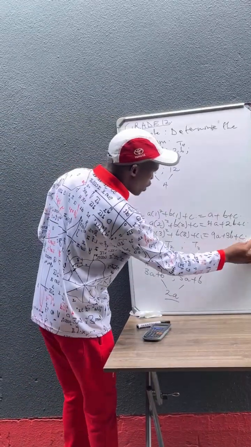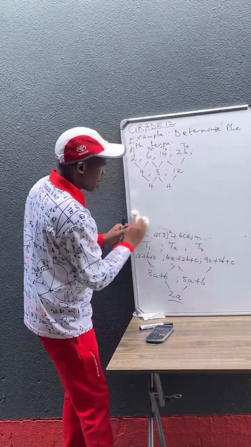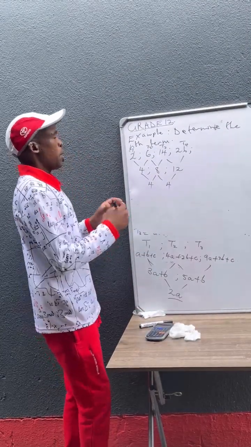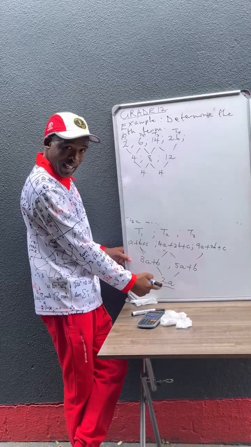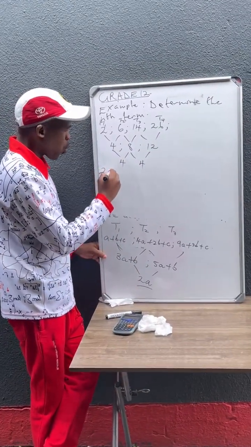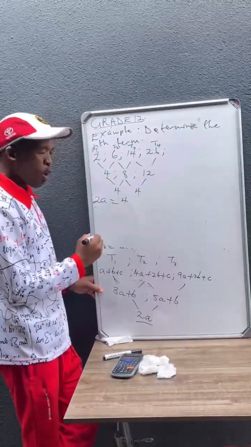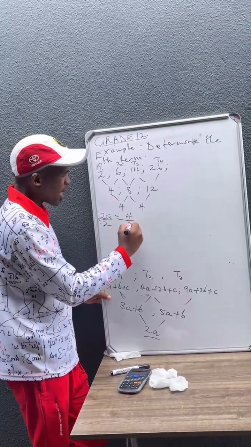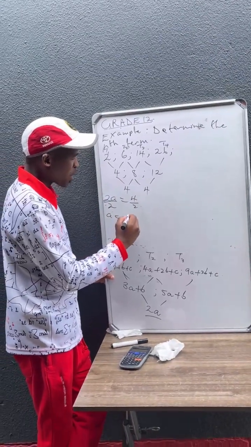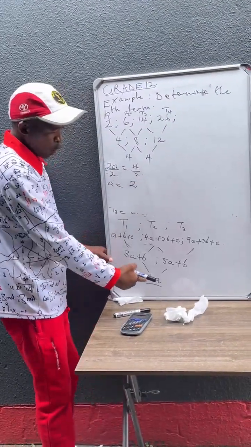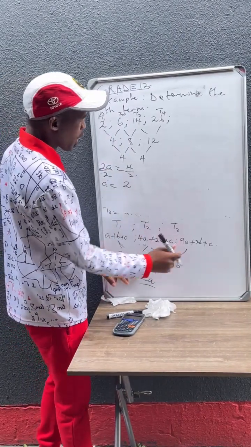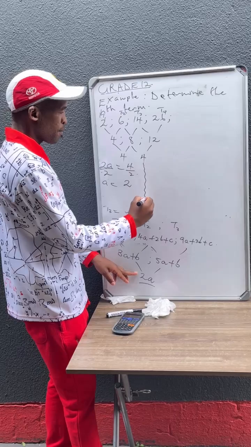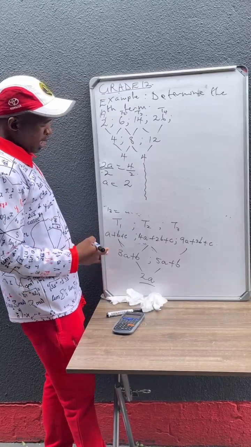Now let me continue. This second difference is the same as 2a. So 2a is the same as 4. Then I divide by 2 both sides. I'm getting a as 2, because 2a is the same as whatever that is in here. Right? Remember this was also a quadratic. Let's continue to the next one now.